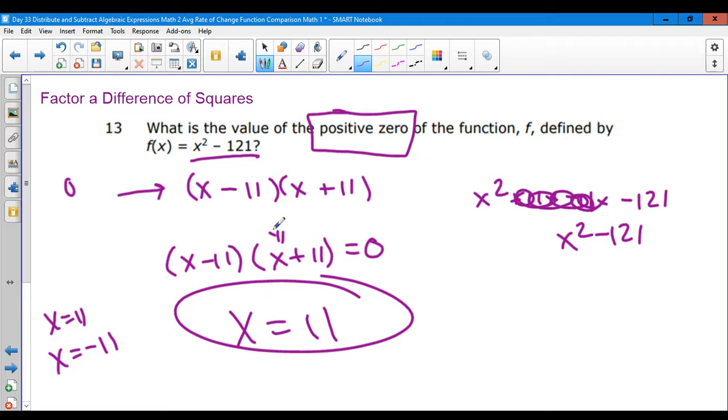We'll work on how to factor those more later on this year, but I just wanted to show you the answer to this particular sample question for the EOC.